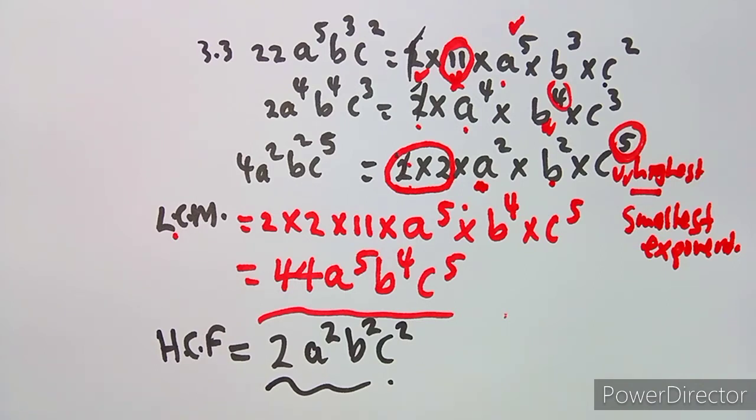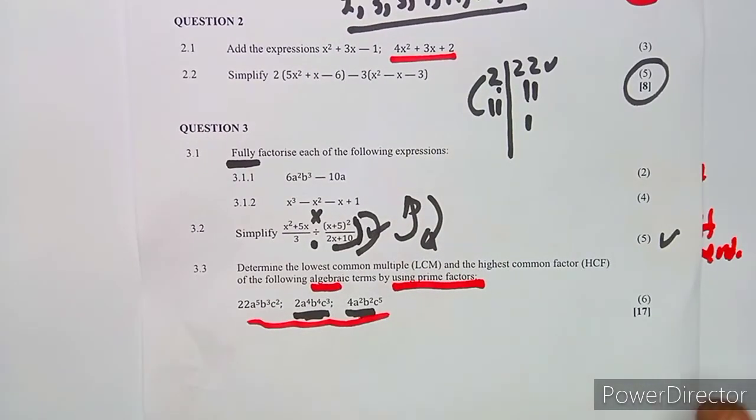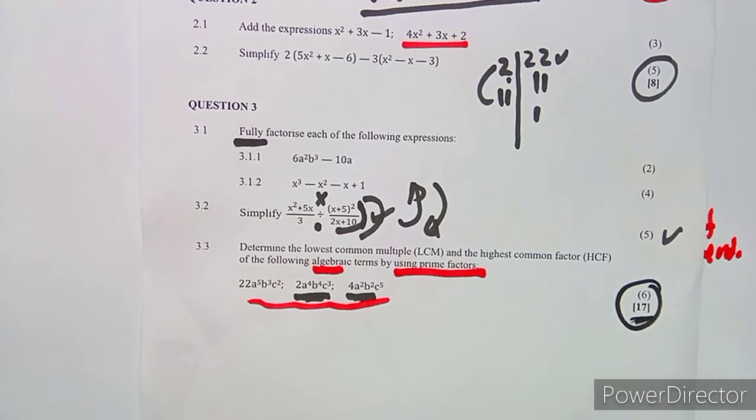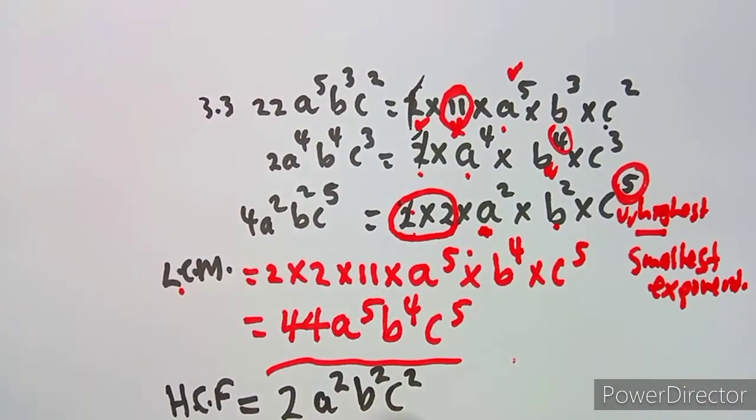These are two things that you're supposed to take note of whenever you're answering questions on HCF and the lowest common multiple. As you can see, guys, 6 marks, making a total of 17 on question number 3. These are a lot of marks in the exam that we can take advantage of. Make sure that you utilize the first questions of the question paper.